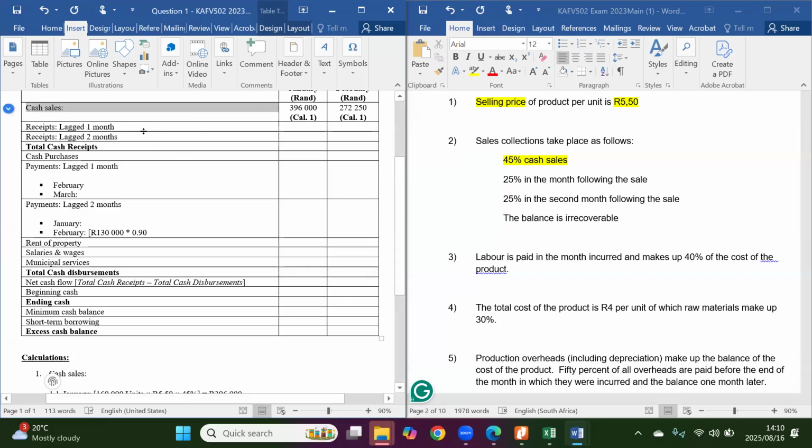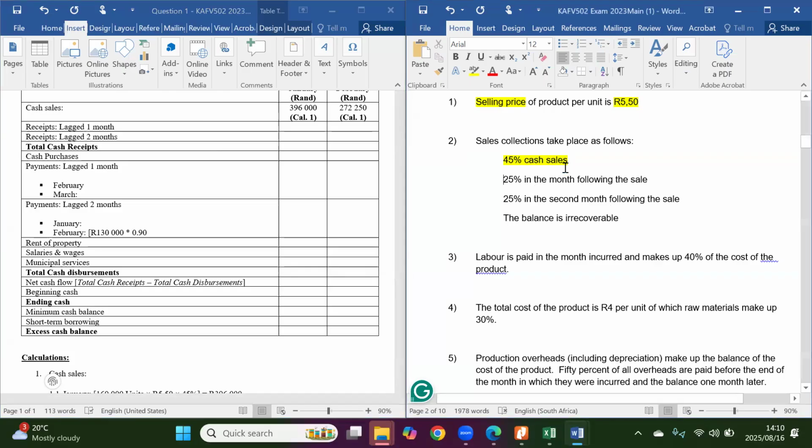Now we want to deal with the collection of credit sales. As I had indicated earlier in the PDF document, if the cash sales total is 45%, now what I'm about to write is going to be part of your notes. So I'm going to put this in red. This therefore means 55% is credit sales. Are we together?